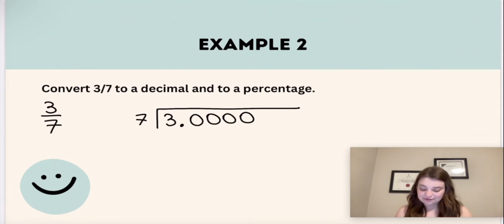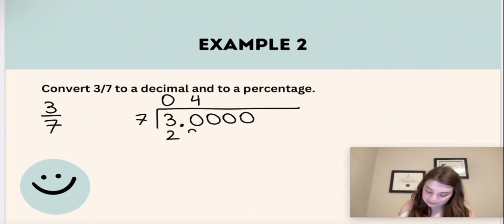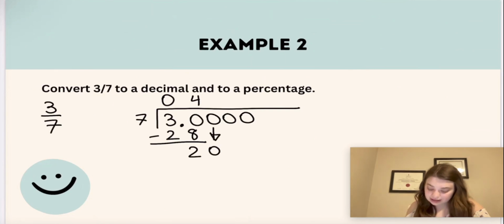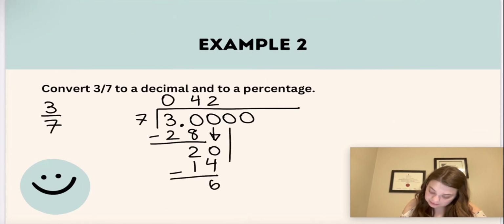So how many times does 7 go into 3? Well, it doesn't, right? 7 is larger than 3, so none. How many times does 7 go into 30? Well, 4 times, because 7 times 4 is 28, and that's the closest we can get to 30 without actually going past 30. 30 minus 28 is 2, and then I'm going to bring down the 0. How many times does 7 go into 20? Well, 7 times 3 is 21, so that would go slightly over, so it's going to be 2. 7 times 2 is 14. 20 minus 14 is 6, and I'm going to bring down the 0.